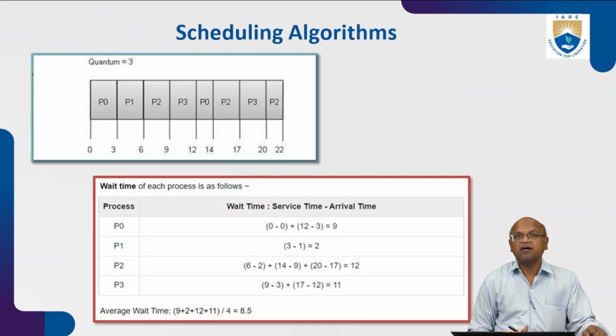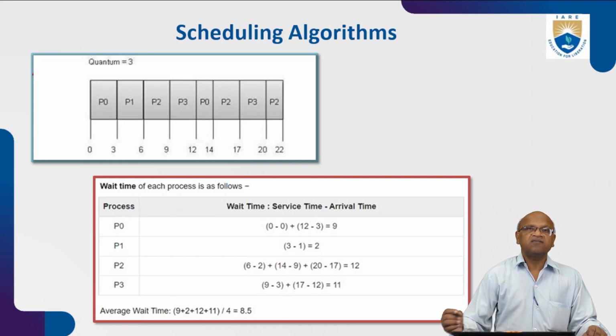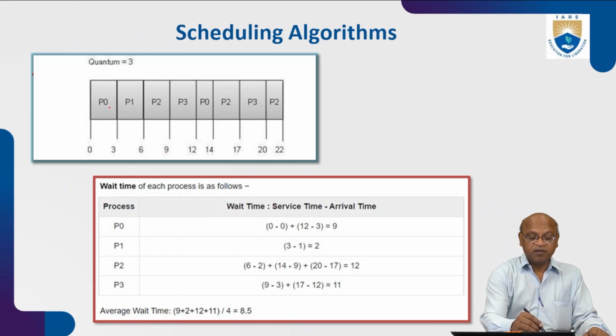So this is an algorithm example. If you look at this one, if we set the quantum to 3 for the same example, first P0 will spend 3 milliseconds. After that P1 will come for 3 milliseconds, P2 will spend 3 milliseconds, and P3 will spend 3 milliseconds. After that, immediately the switch goes again to P0 where it has left. It will continue from there.